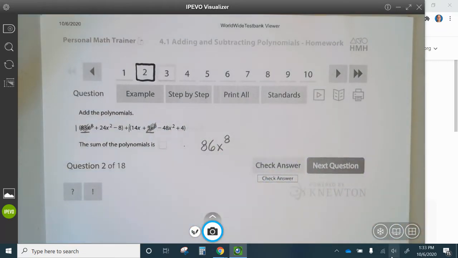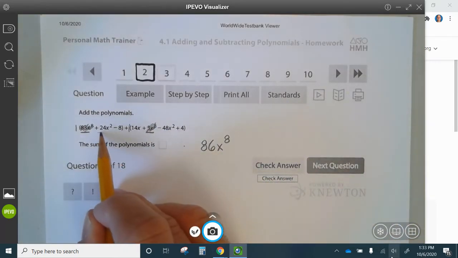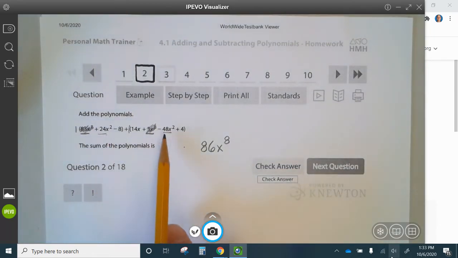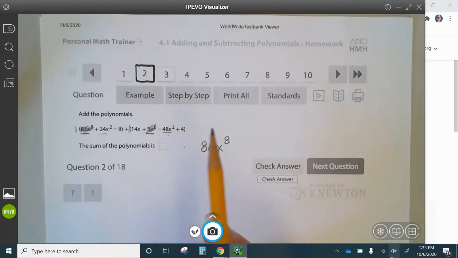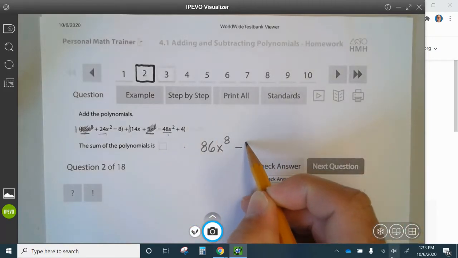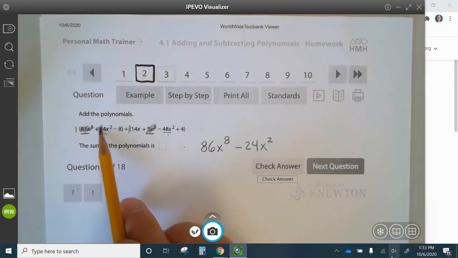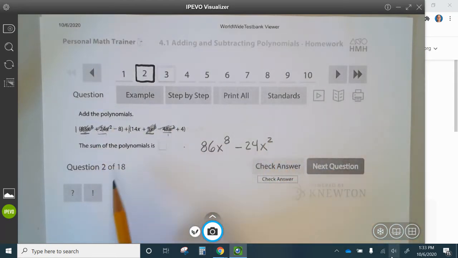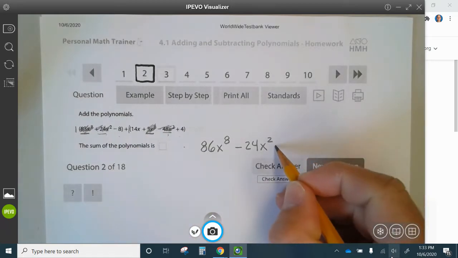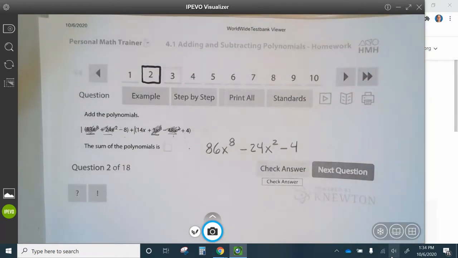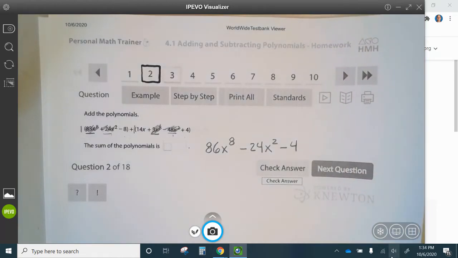Okay, now let's look at the squared. So we have 24x squared minus 48x squared, which is minus 24x squared. Now we have negative 8 and 4, which is minus 4. So the sum of the polynomials is 86x to the 8th minus 24x squared minus 4. All right, go ahead and finish up question number 2.